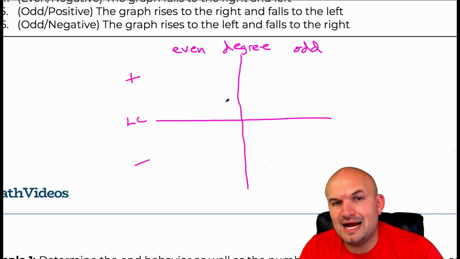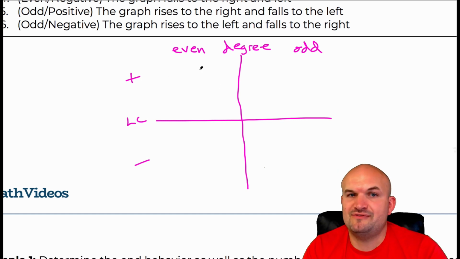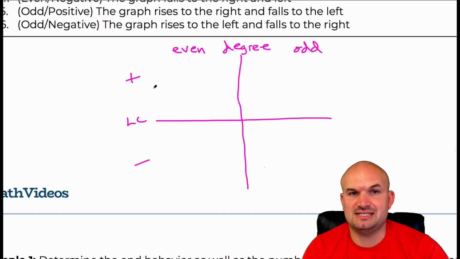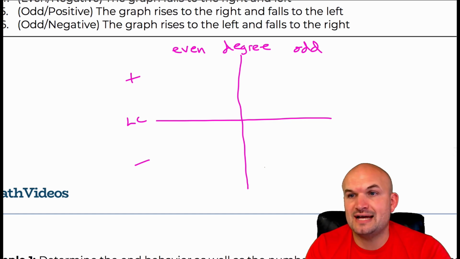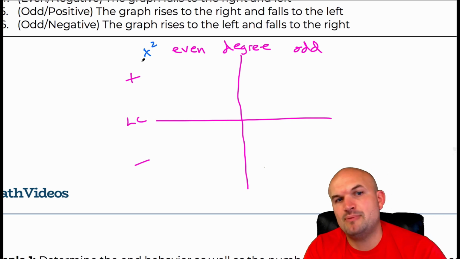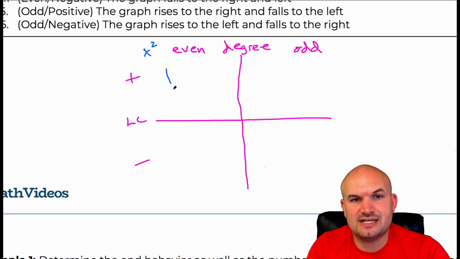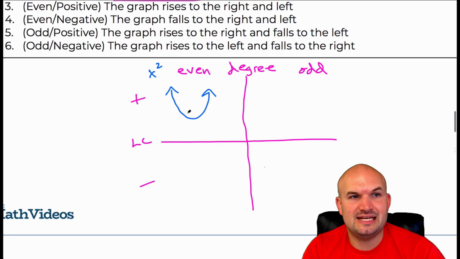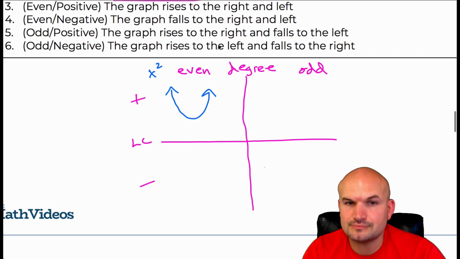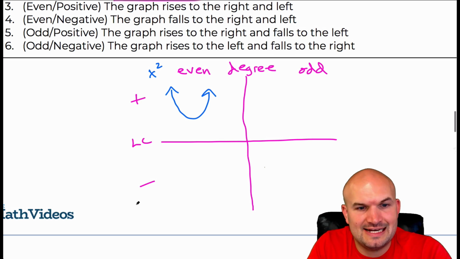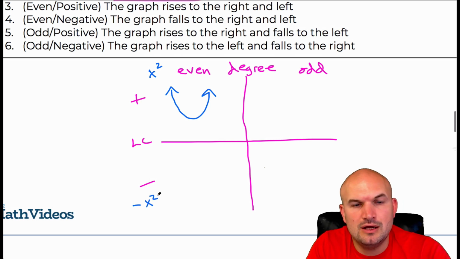Now, I need to understand what's going on if I have an even degree and a positive leading coefficient. The best example that I know of for that would be a quadratic, like x squared. A positive x squared, we know, is the U-shaped graph. So I'm just going to draw a sketch there of the U-shaped graph. What I can see here is that when it is even and positive, the graph rises to the right and left.